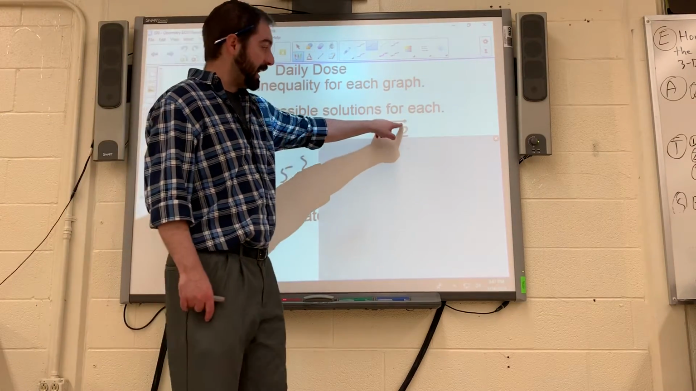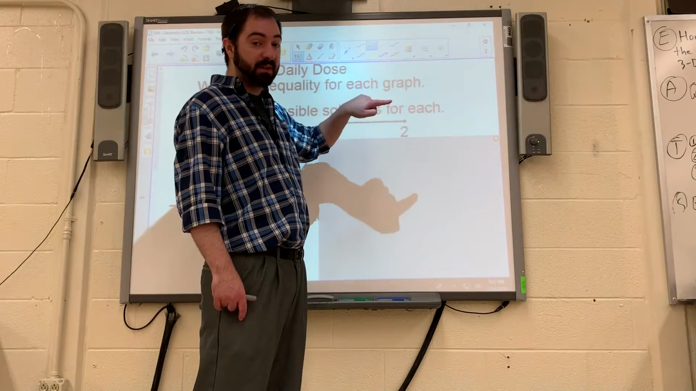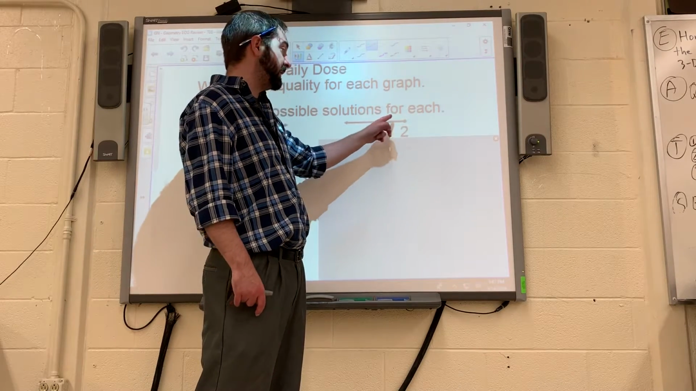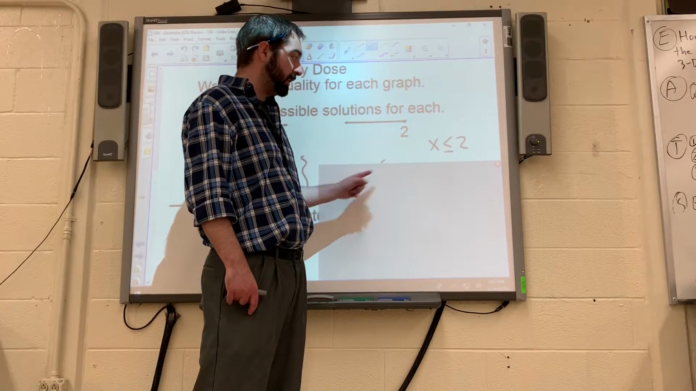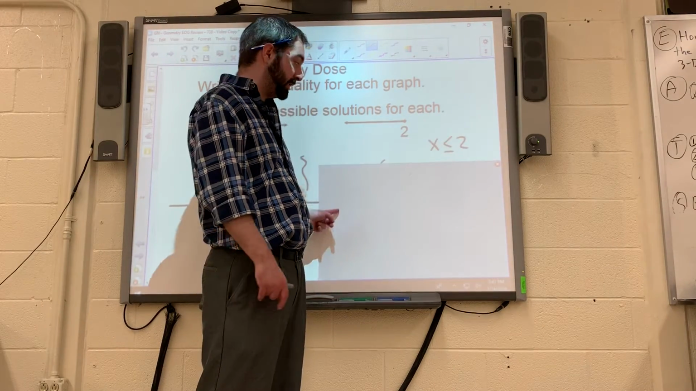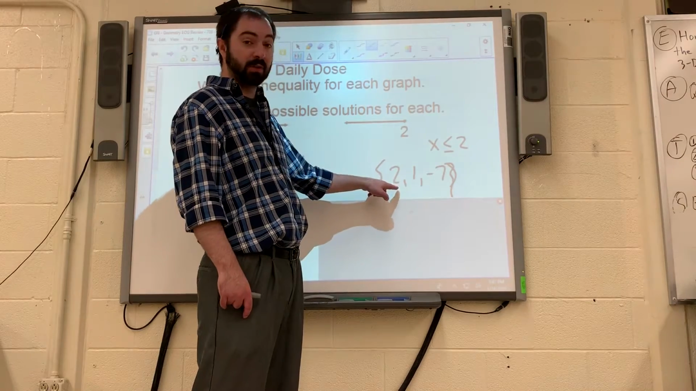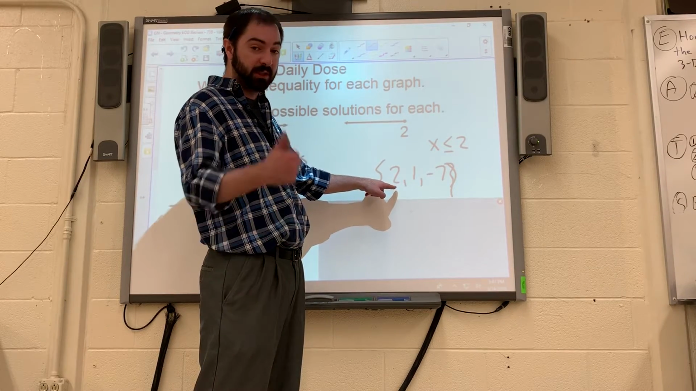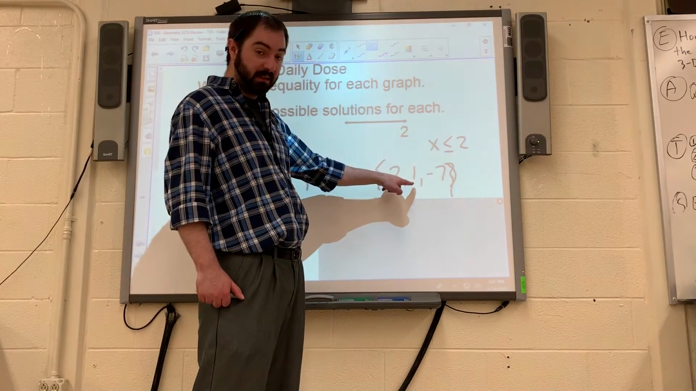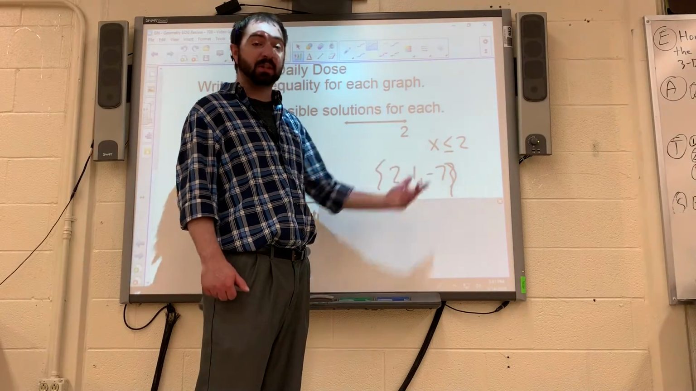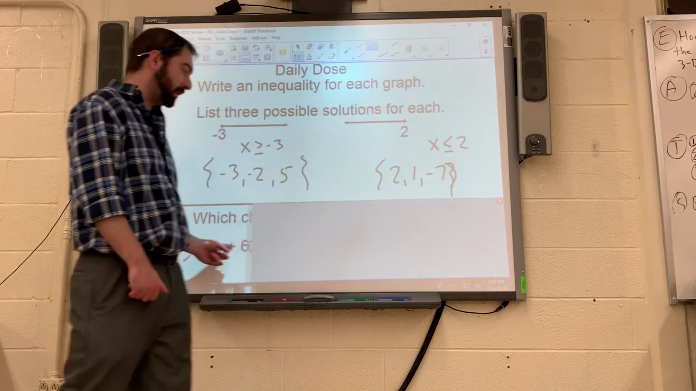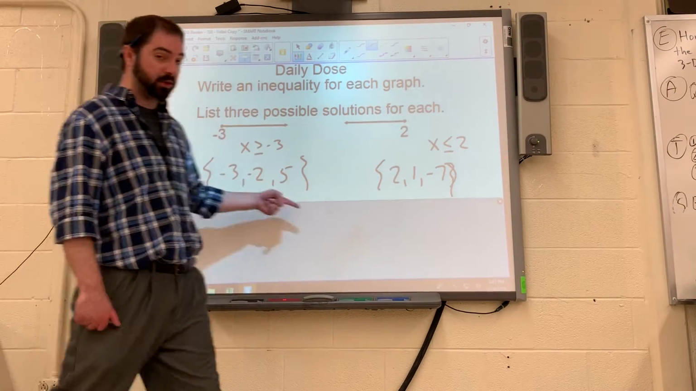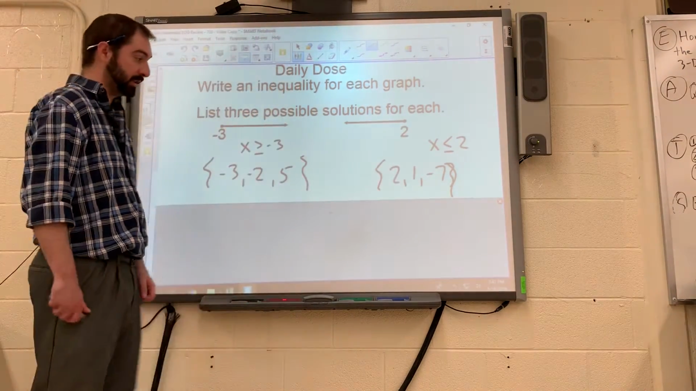Second one. Again, I have a closed-in circle, so I know something is equal to 2. But again, all these numbers to the left are going to be smaller. The first number, again, we have x is less than or equal to 2. The first number that makes it true is 2 itself. 2 is less than or equal to 2, yes. 1 is less than or equal to 2, yes. And then again, I just threw a random negative number because all negatives are less than positives. So right there, there's our inequality, there's our solution set. Inequality and a solution set.